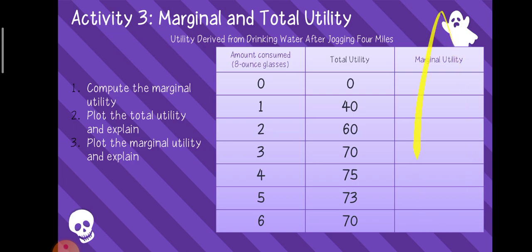Kini, you have to compute this. And then number 2, plot the total utility. And of course, you have to explain nganong inga nagporma. And number 3, you have to plot the marginal utility. And of course, you have to explain nganong inga naog porma. Okay? So that's it. That ends our topic for today.